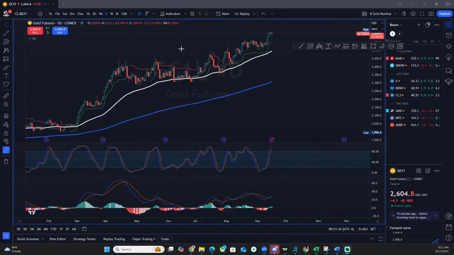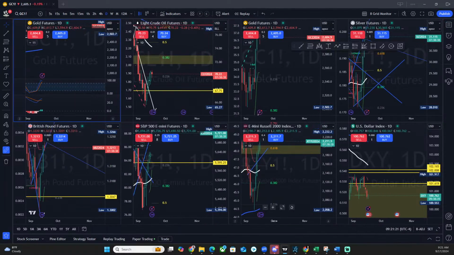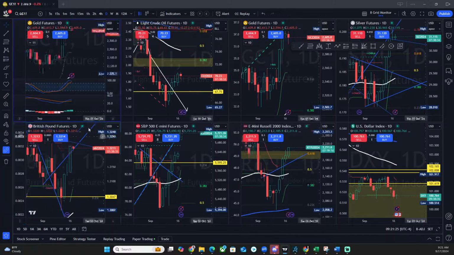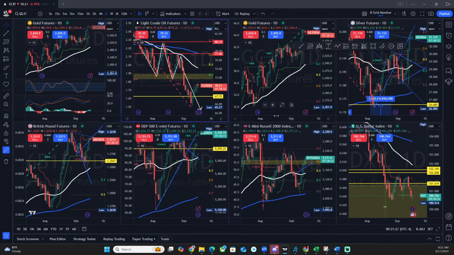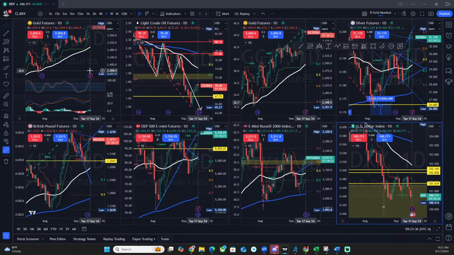All right, so right here we got my 8 grid. Let's go ahead and get this going. So much stuff happening. We got Fed cuts and all types of stuff happening. Fed cuts usually mean bullish for the market, bearish for the dollar. So there's going to be a lot that we're going to unpack here. Let's go ahead and get this party started.